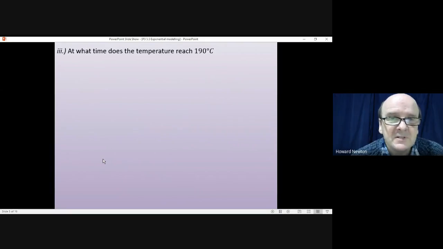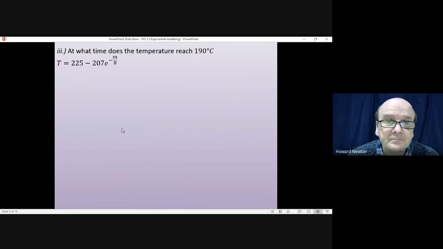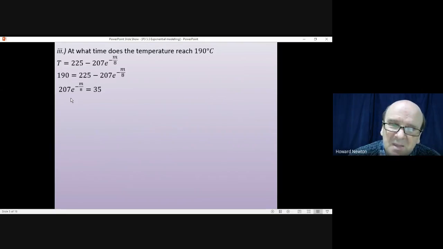The third question asked us to find at what time the temperature reaches 190 degrees centigrade to the nearest minute. Again, just go back to the formula. Now, this time we've been told the value of T. We've been told the temperature. And we want to know when the temperature equals 190. So we just substitute 190 in for the temperature. Then moving things around will give us that. And then we've got an exponential equation where the power is the variable.